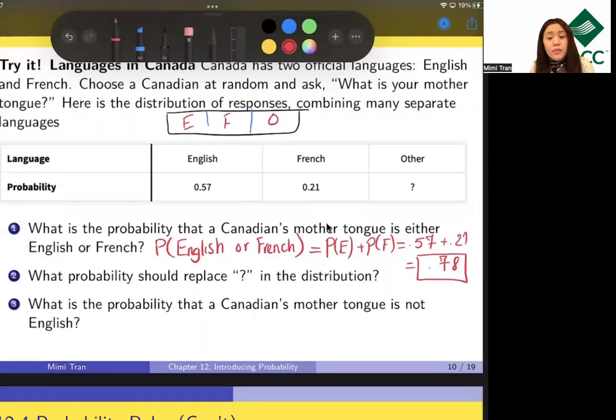1 minus the probability of somebody speaking English or French. So P of other, a random person speaking some other language, is 1, because the probability of the sample space is 1, minus P of English or French, which is 0.78. That equals 0.22.